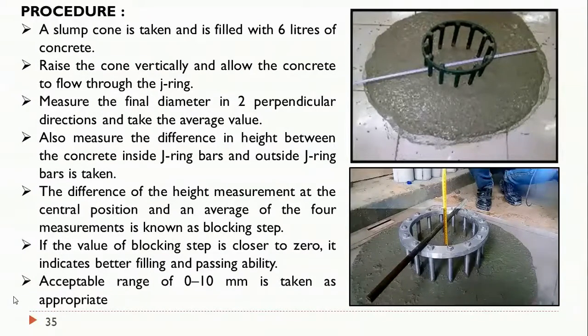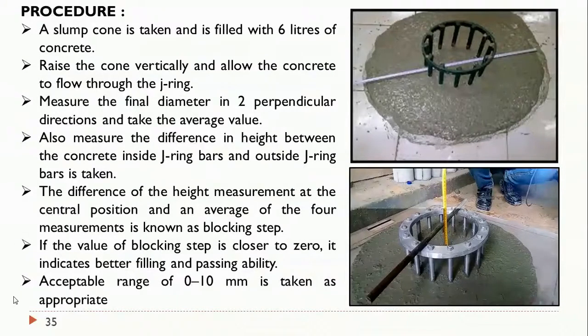When the concrete is made to flow, it has to flow in between those vertical bars. Similar to the slump flow test, here also the diameter of the spread is recorded, and we are also measuring the height at the center. You can see in the picture at the bottom the thickness of the concrete accumulated at the center of the J ring, and also the height outside the J ring.